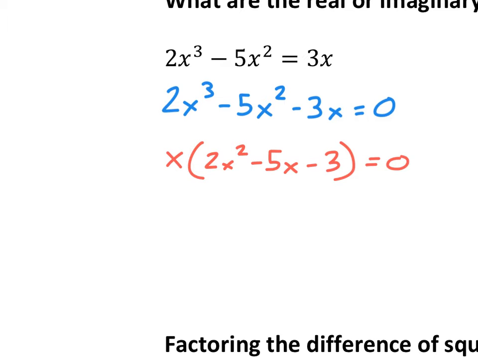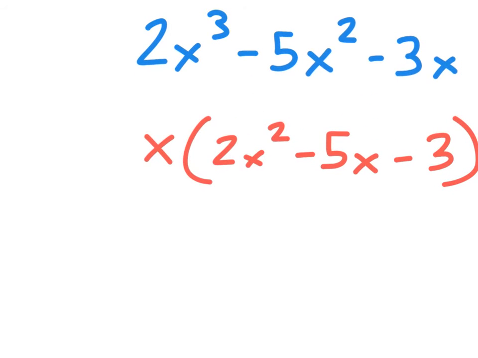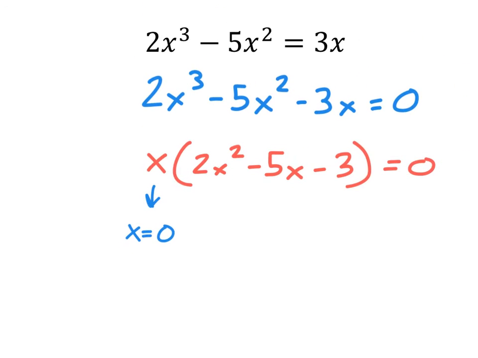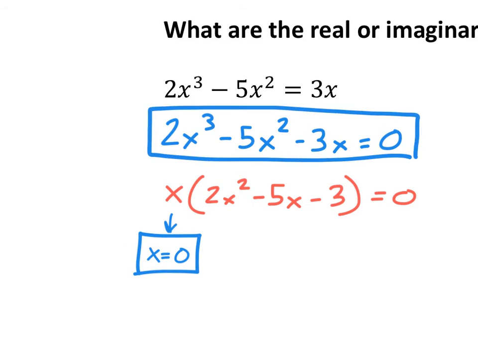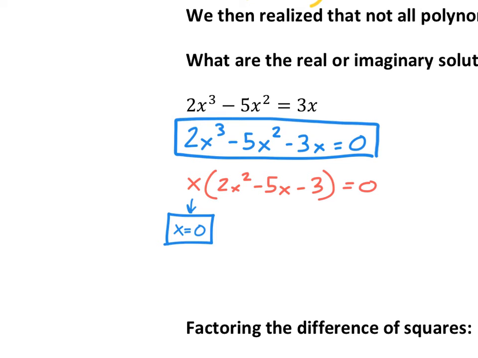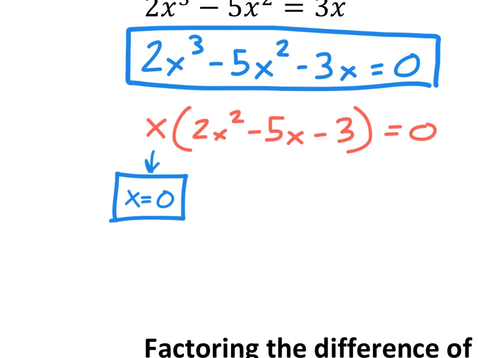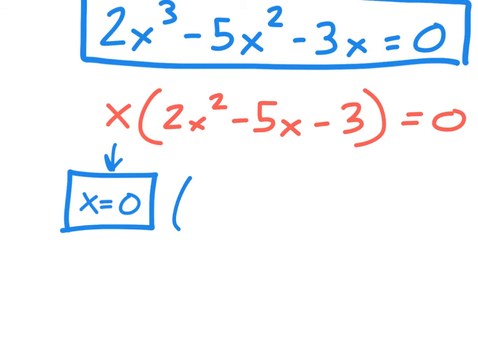Now, in terms of finding our solutions, when we use the zero product property, x is equal to 0. That's one of our solutions. If you graph this equation, you'll see that it crosses over at 0. And for this piece, we could try to factor it, because it may or may not factor, or we could also use the quadratic formula.